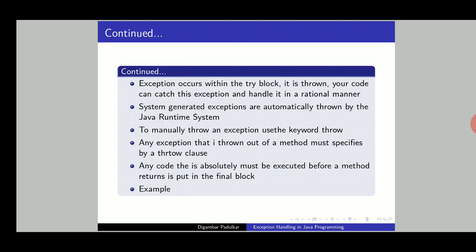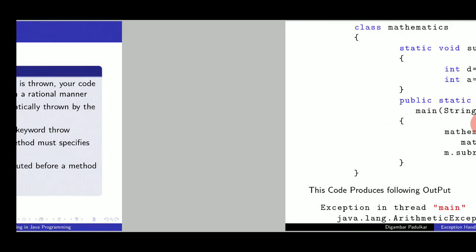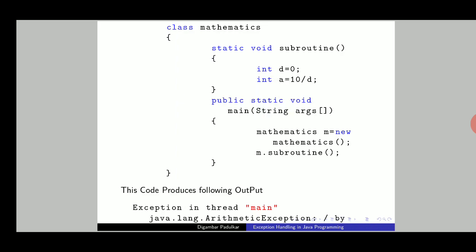So let's look at the example. We'll begin with try catch, and then we'll look at the different ones. In this one, this is a class Mathematics in which the subroutine is defined where d is equal to 0 and integer a is equal to 10 by d.